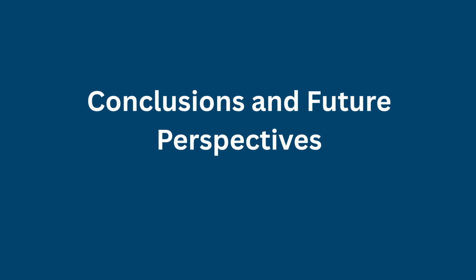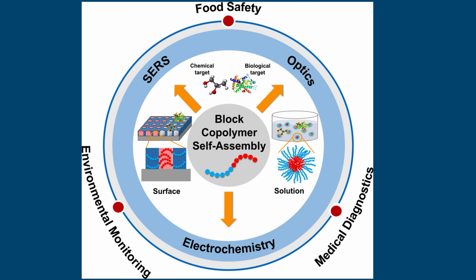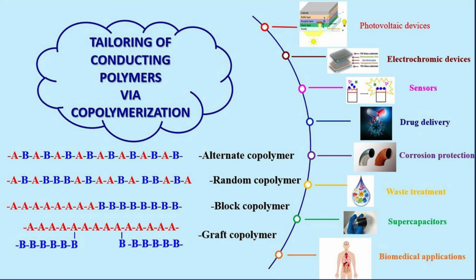Conclusions and future perspectives. Copolymerization remains one of the most versatile tools in polymer science for engineering materials with precisely tailored properties. The interplay between monomer concentration, propagation kinetics, and reactivity ratios governs the sequence distribution of repeat units, ultimately determining the mechanical, thermal, optical, and chemical behavior of the resulting polymer.